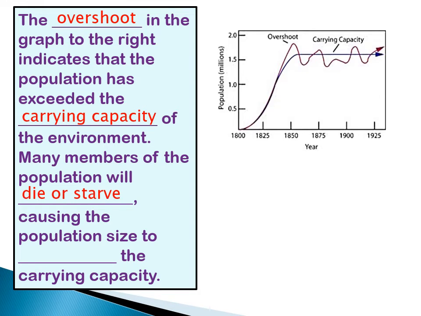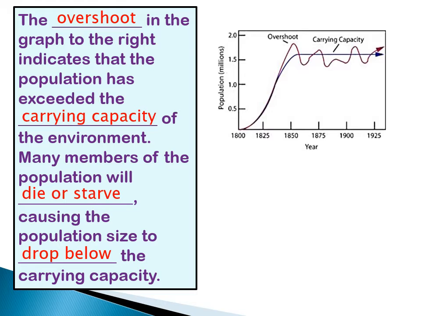Many members of the population will die or starve at this level. Starvation is quite common because when that many individuals are fighting over food, they tend to overeat the vegetation and destroy the vegetation's ability to grow back. All right, and this will cause the population to then drop below carrying capacity, which is what we see here. It shoots up, and then a bunch die, and they're below, and that gives the ecosystem a chance for the plants to come back, and then they reproduce and they go back up.